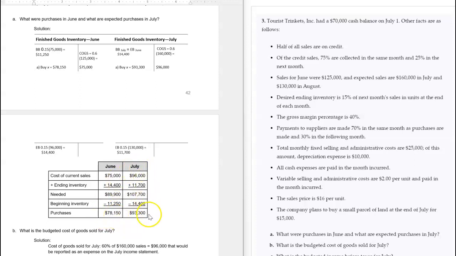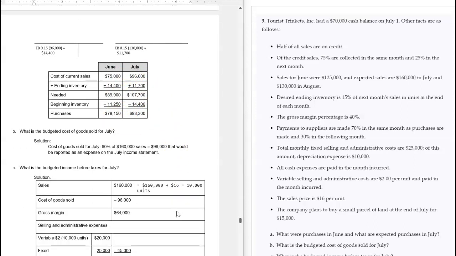And we go through the same process here for July.